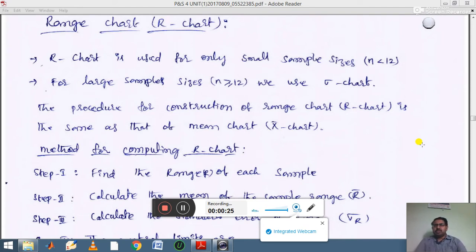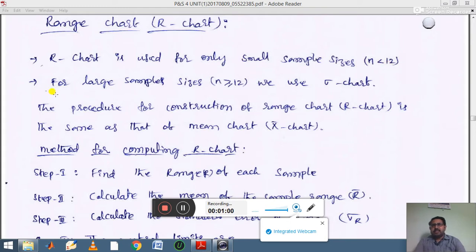It is almost similar to the X bar chart, that is the mean chart. So let us proceed and learn the range chart. Here the construction procedure is the same for the R chart as well as for the X bar chart. The R chart is used only for small sample sizes, n less than 12. The range chart is applicable only when the sample size is less than 12.